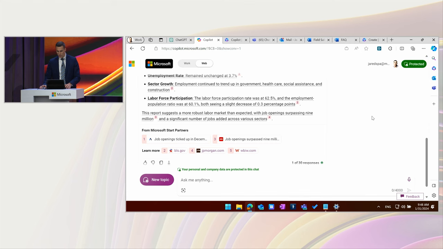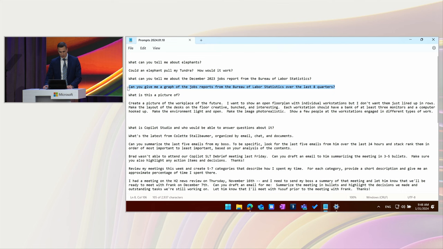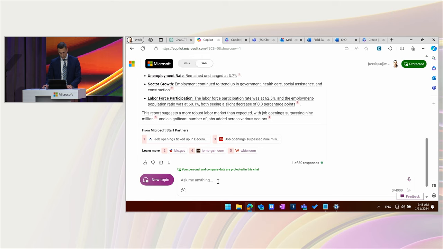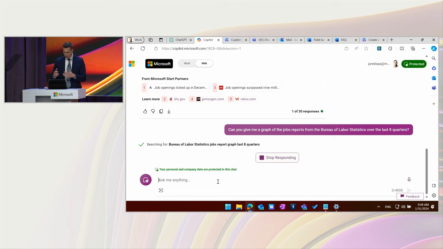So now I'm going to give a different question. Can you give me a graph of the jobs report from the Bureau of Labor Statistics over, I think, the last 8 quarters? So we will ask that question. The way it handles this is actually changing right now. Every day it's a little bit different, but it will go out and find that information that we're looking for.